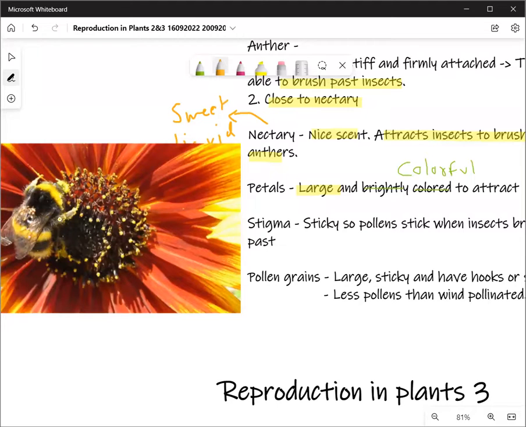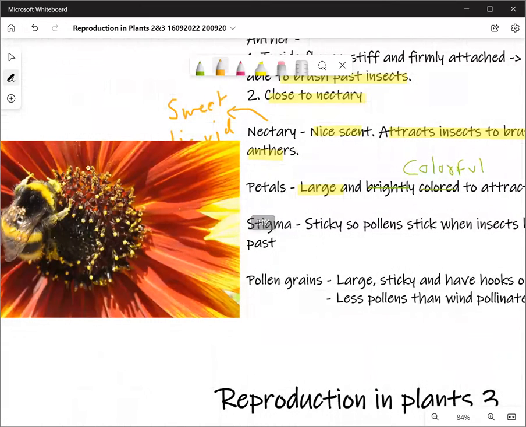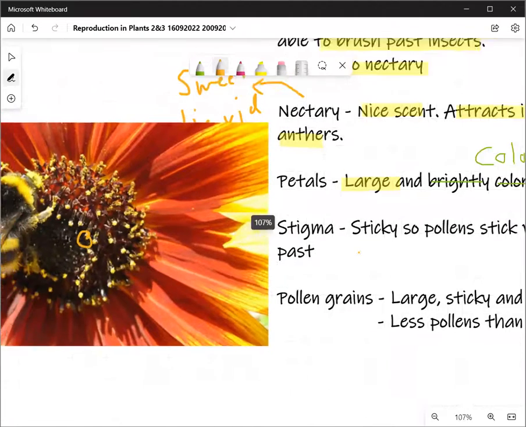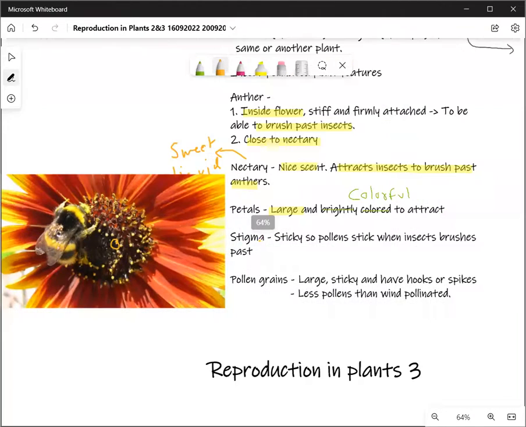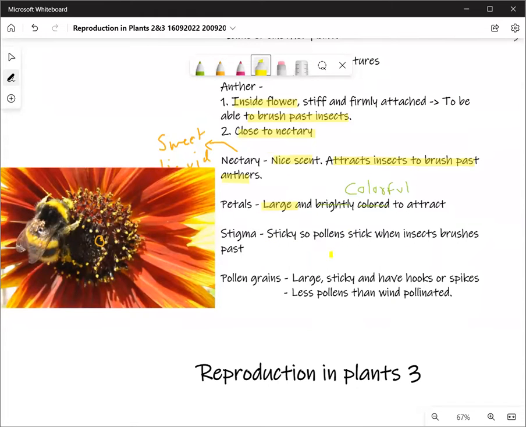As soon as the insect lands, these guys are going to take the pollens from them because they are sticky. The yellow parts here are sticky. So when the insect lands, they can stick the pollens when the insect brushes past them. They're sticky.